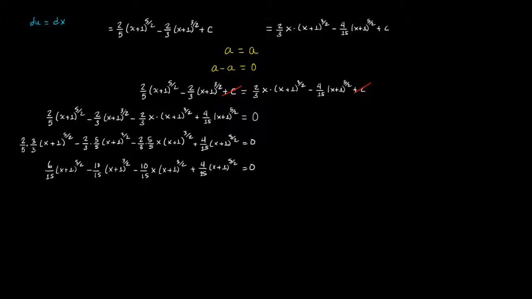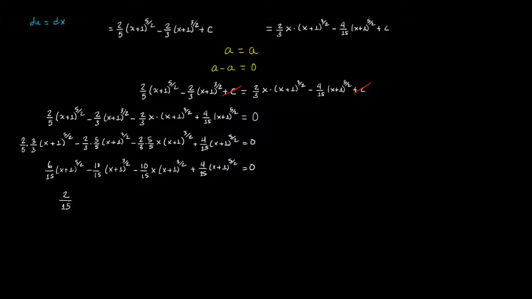Now I'm going to get a common factor, which on the denominator is clearly 15. I'm going to write it this way, we need more space. Here it's going to be 15 over, now, the biggest number that divides 6, 10, and 4, which is actually 2. So I'm going to write 2 here. Regarding the terms, we have this x plus 1 raised to the 5 over 2, and here this x plus 1 raised to the 3 over 2.